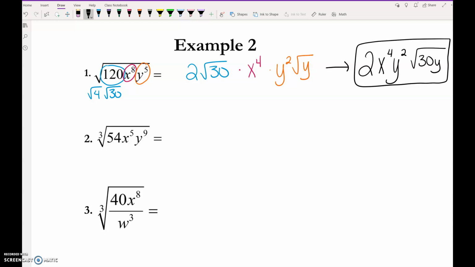Number 2, now we're looking at cube roots, which means we need a list of perfect cubes to help us simplify. The perfect cubes that you will probably need are 1, 8, 27, 64, and then I think 125 and 216. I don't think you'd need any larger than that.